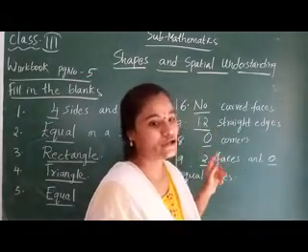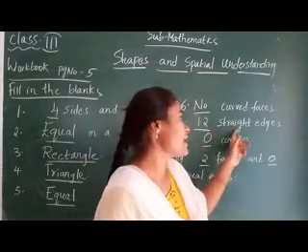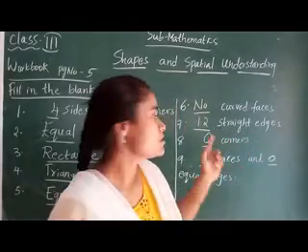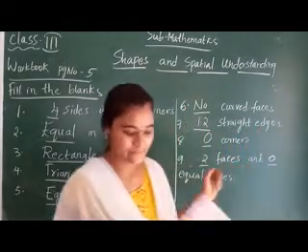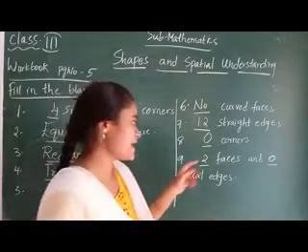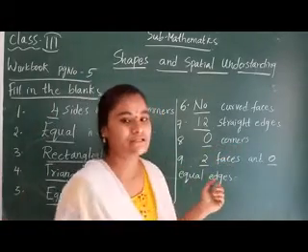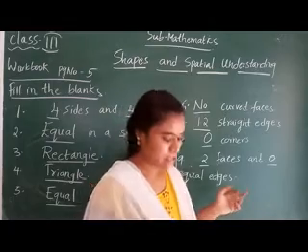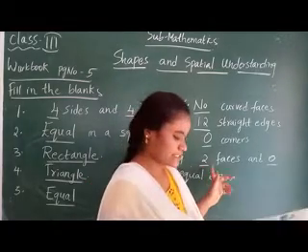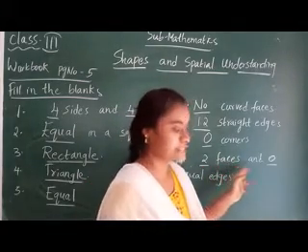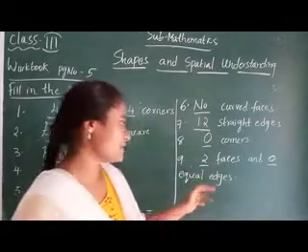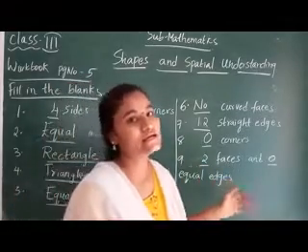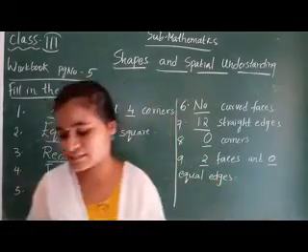Seventh one, a cube has 12 straight edges. Next, a sphere has 0 corners. Ninth one, a cylinder has 2 faces and 0 equal edges.